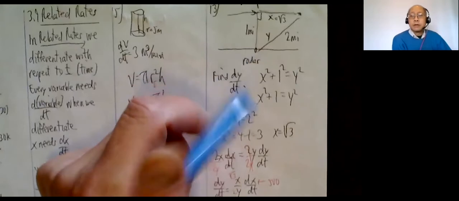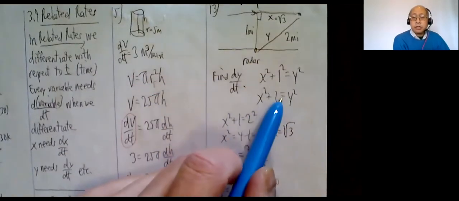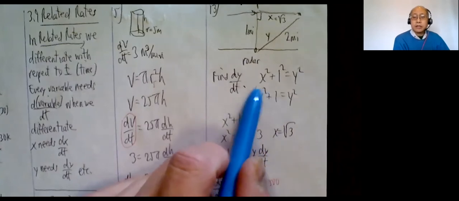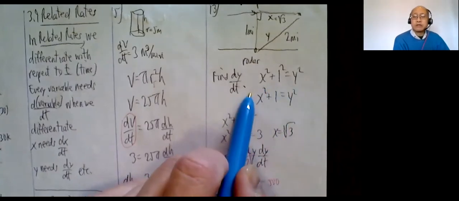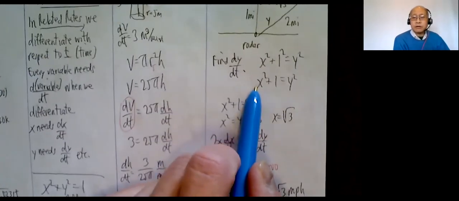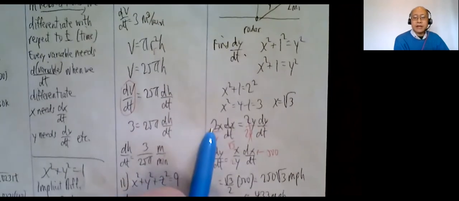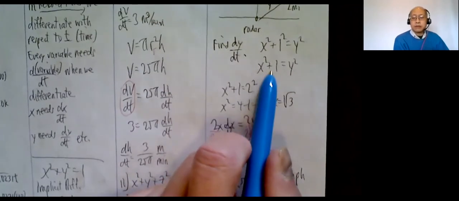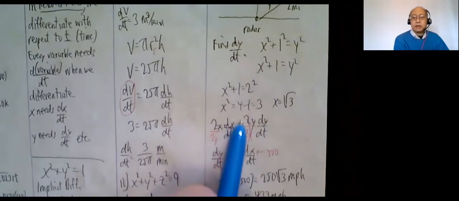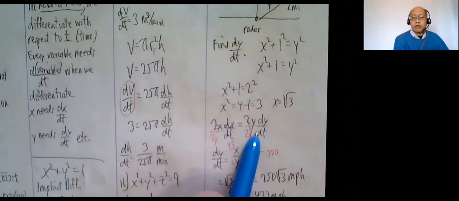All right, I have my equation. So now I'm ready to do my related rates equation. Differentiate this with respect to t, time. So every letter gets a d letter dt. So what's the derivative of x squared? 2x dx dt, plus the derivative of 1 is 0, equals the derivative of y squared, 2y dy dt.